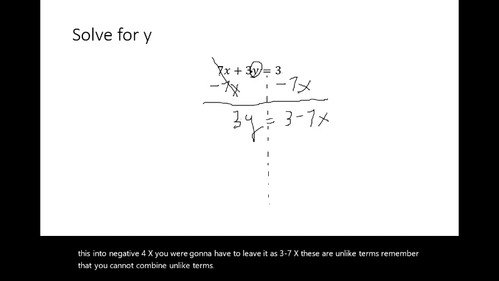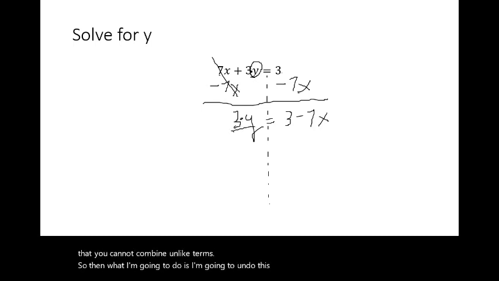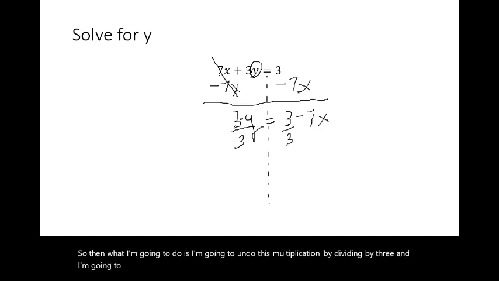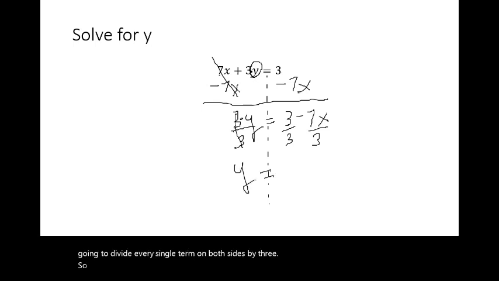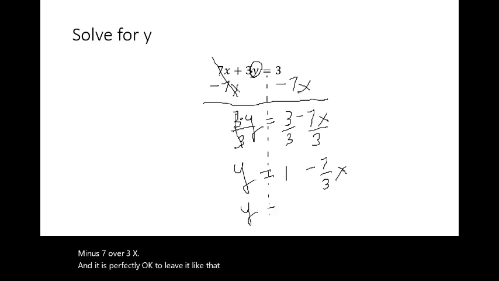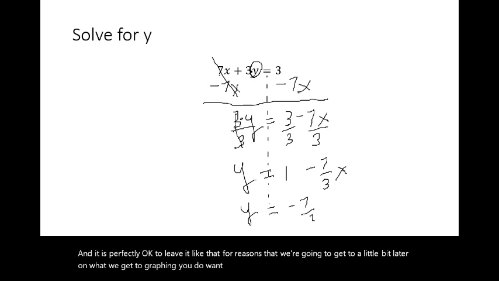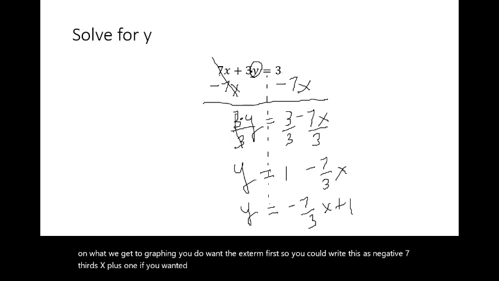So then what I'm going to do is I'm going to undo this multiplication by dividing by 3, and I'm going to divide every single term on both sides by 3. So you get y equals 3 divided by 3 is 1 minus 7 over 3x. And it is perfectly okay to leave it like that for reasons that we're going to get to a little bit later on when we get to graphing. You do want the x term first, so you could write this as negative 7/3 x plus 1 if you wanted to. It's not technically necessary. As long as y is by itself, then you're fine, then you have solved it successfully.